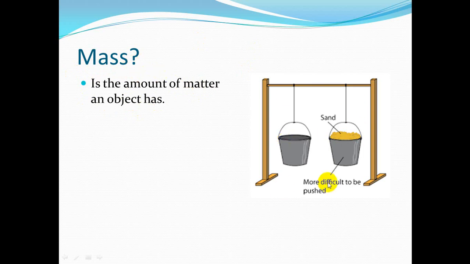Look at this picture here. Here we have an empty bucket, and this bucket is full of sand. Which one is easier to carry? The bucket full of sand, or the empty one? The easier one is the empty one. Why? Because this bucket is full of sand. It has too much sand, but here there is little or no sand. So the mass here is more than the mass of the empty one.